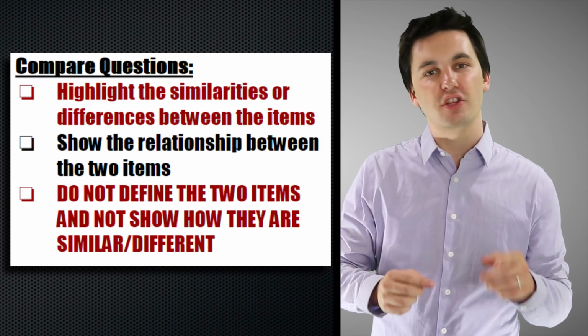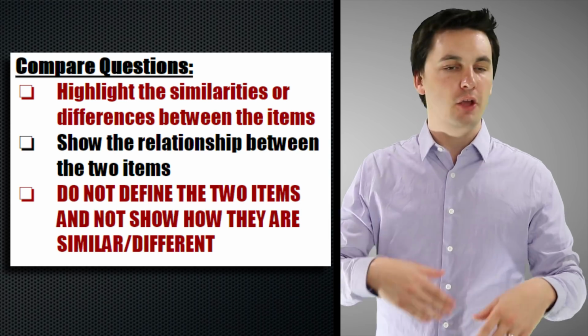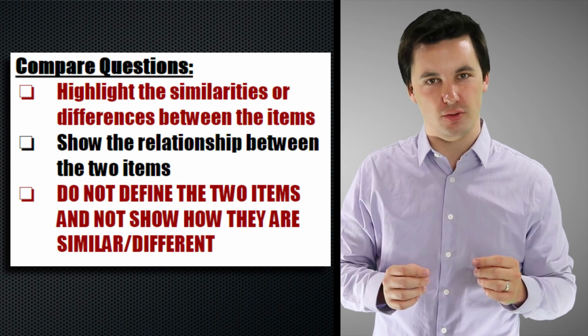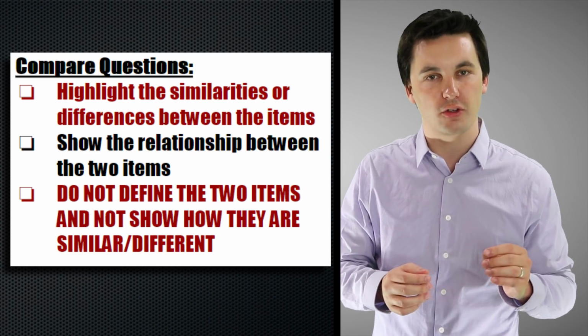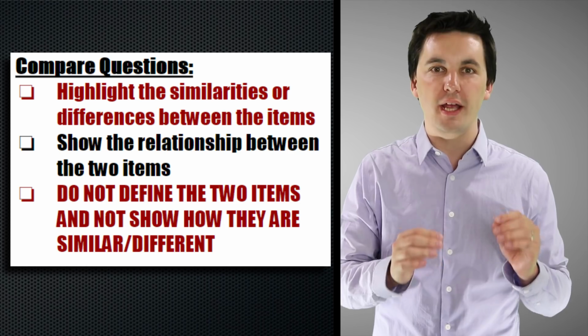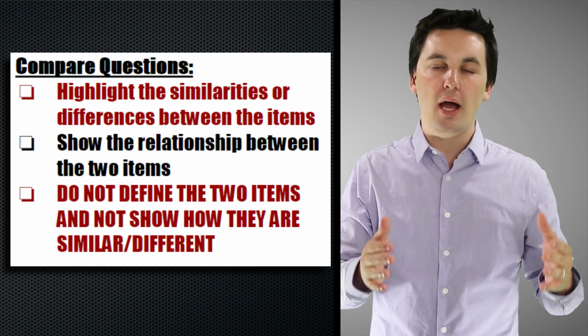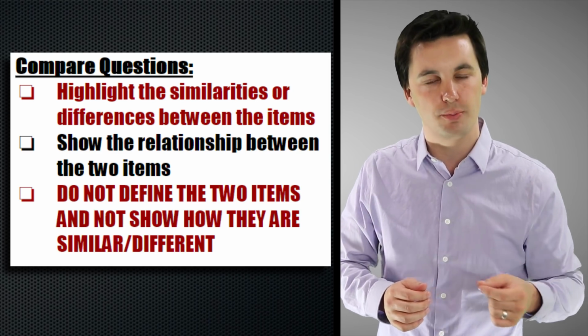When you see a question that's asking you to compare something, remember, you can't just define it. You can't just describe the 2 items separately. You have to talk about the relationship between them. Talk about the similarities and the differences. That is important. Compare questions are trying to see, can you take 2 different items or situations and show how they have similarities and differences? How do they overlap? What is the relationship between the 2?